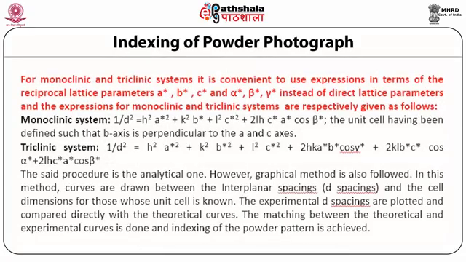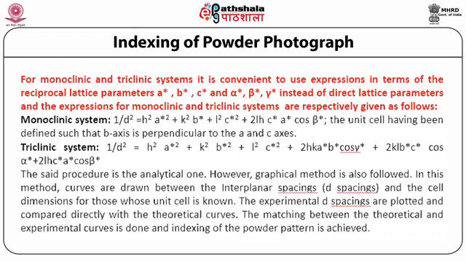For monoclinic and triclinic systems, it is convenient to use expressions in terms of the reciprocal lattice parameters a star, b star, c star, and alpha star, beta star, gamma star instead of direct lattice parameters, and the expressions for monoclinic and triclinic systems are respectively given as follows. Monoclinic system: 1 upon d square is equal to h square a star square plus k square b star square plus l square c star square plus twice l h c star a star cos beta star, the unit cell having been defined such that b axis is perpendicular to the a and c axes.